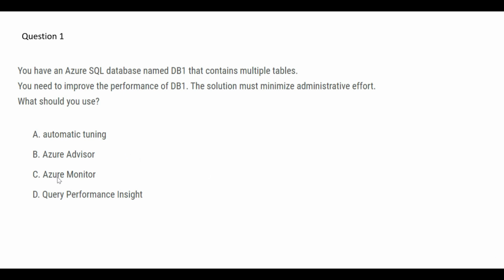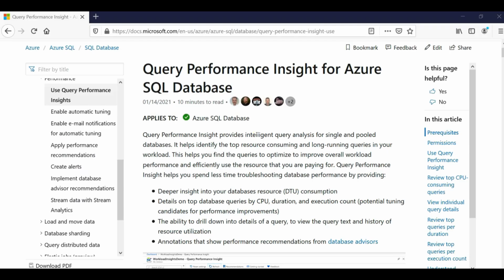Let's look at option D, query performance insight. Now if you see, this tool will only give you which queries are causing a problem, which are long running queries and so on. It helps you to find the queries to optimize your workloads, but it will not optimize it for you. You will have to do it yourself. It will only give you these are the queries which are long running queries. Because of these queries, some other queries are in the queue, but it will not optimize it for you.